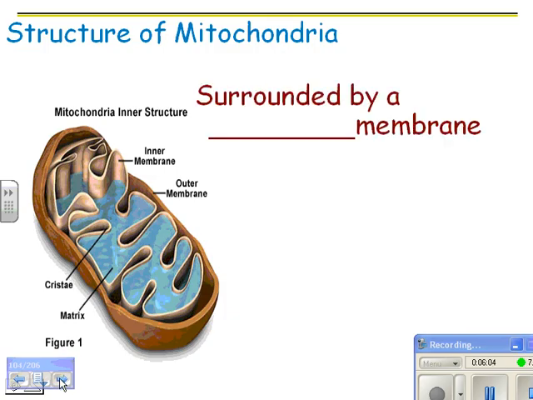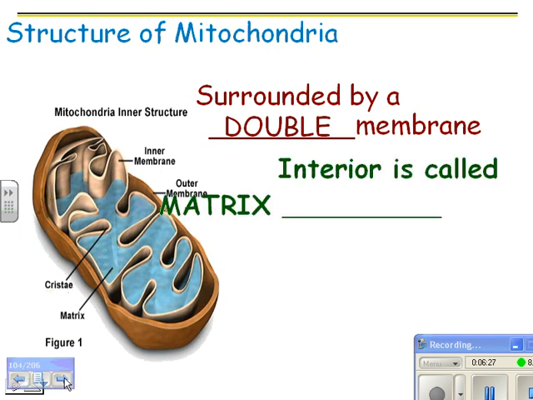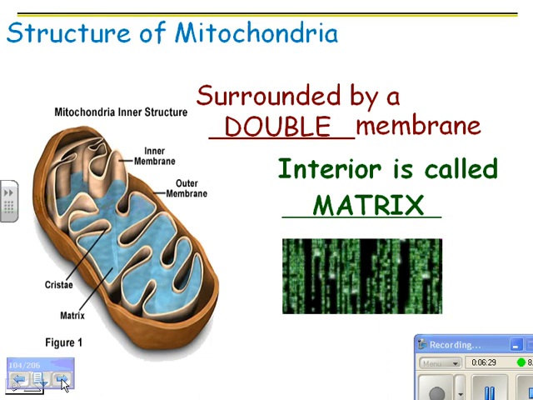Structure of mitochondria. It's surrounded by a double membrane. So here's the outer membrane and here's the inner membrane. The inner membrane has all these folds. Those folds are called cristae, which is written right here. And then the inner stuff here is the goop in there. It's sort of like cytoplasm. It's called matrix. So the interior is called the matrix.